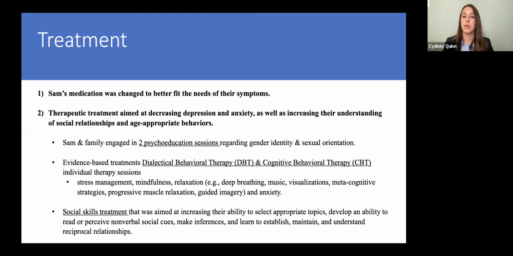And then Sam also continued on to have their own individual sessions where they used components of DBT and CBT, and really also worked on stress management, coping skills, things to support that anxiety and depression symptoms. And then on the side, Sam was also receiving social skills treatment within a group setting that really helped work on how do you talk to others your age? How do you build conversations? How do you make and keep friends? How do you read nonverbal cues? So they were both kind of split up, but the main component of the treatment, the individual therapy, was the depression and anxiety symptoms.